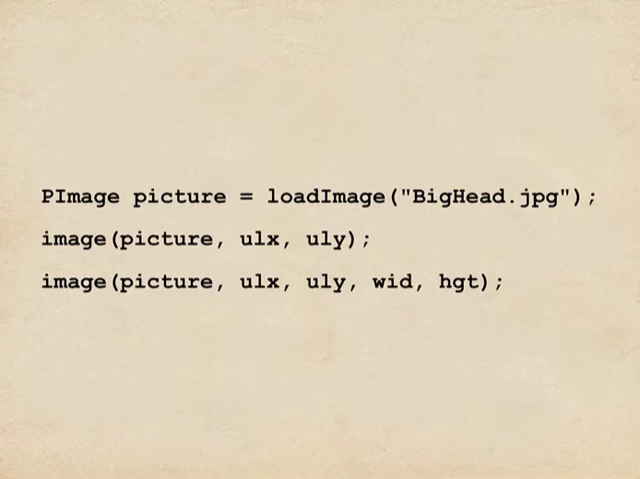This is really everything you need to know to read a picture from the disk and display it in your sketch. Using image and the transformation commands, you can now put an image anywhere you want on the screen, at any size, in any orientation. And even better, you can animate all of those things over time.